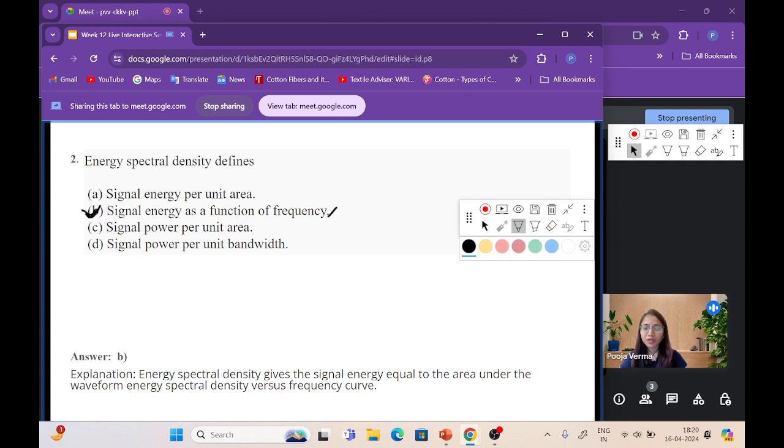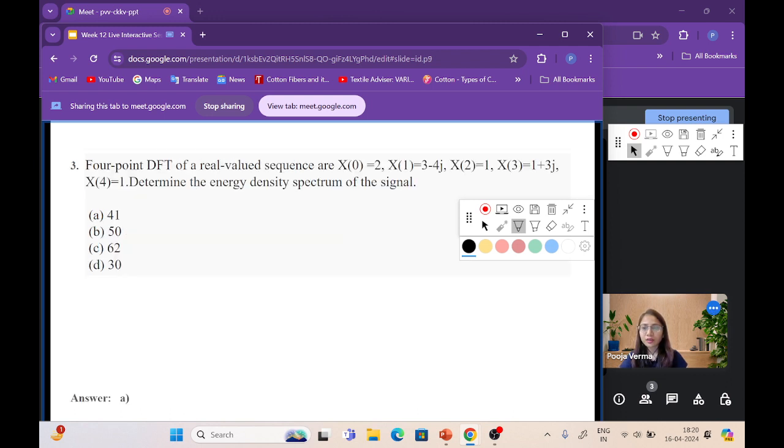Now moving to the next question. Next question is: the 4-point DFT of a real valued sequence are x of 0 is equal to 2, x of 1 is equal to 3 minus 4j, x of 2 is given as 1, x of 3 is equal to 1 plus 3j, and x of 4 is equal to 1. Then determine the energy density spectrum of the signal. So how can we determine? It is not a 4, it is a 6-point DFT.